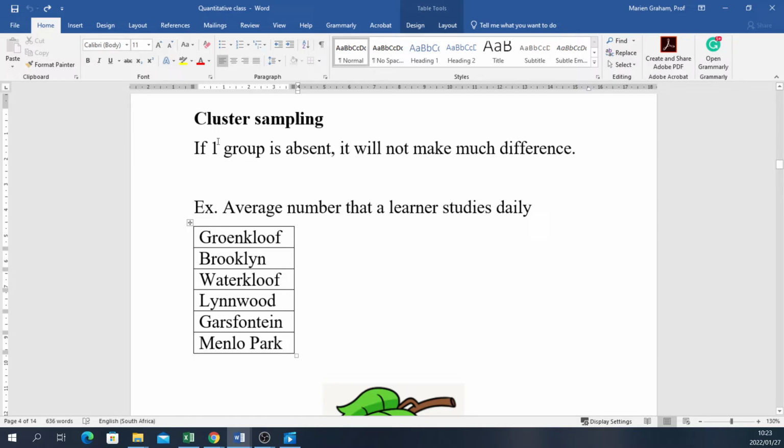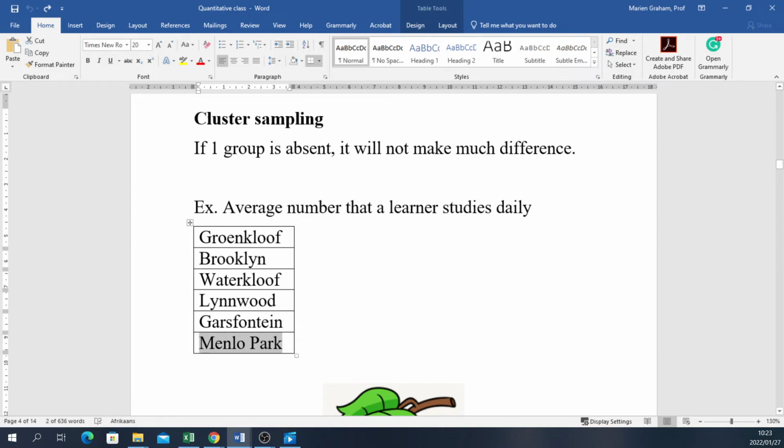But with cluster sampling, you have your groups. Let's say you get 10 students from Groenkloof, 20 from Brooklyn, 30 from Waterkloof, 15 from Lynnwood, and let's say 20 from Garsfontein. And suddenly your funding for the project has run out. Let's say you don't have petrol money anymore to drive to learners' homes to interview them. And you decide you're going to leave out Menlo Park. Then your study is still fine. It is still okay. Your study will survive without Menlo Park in it.